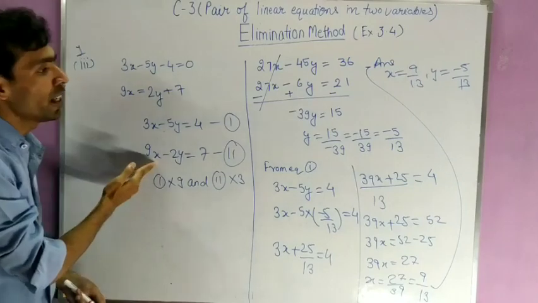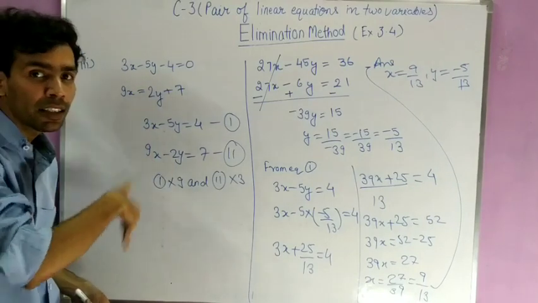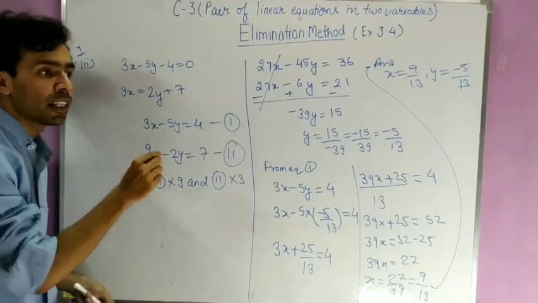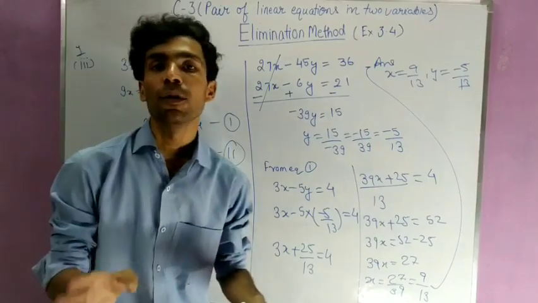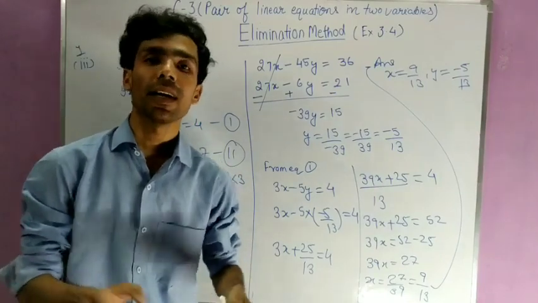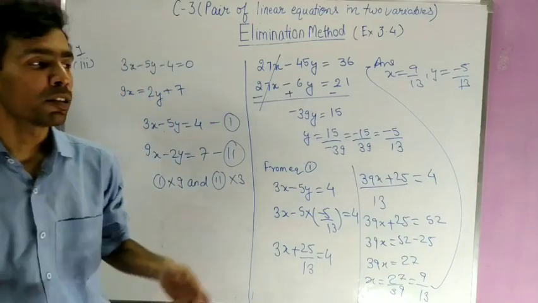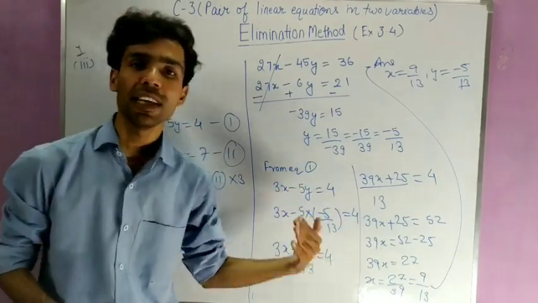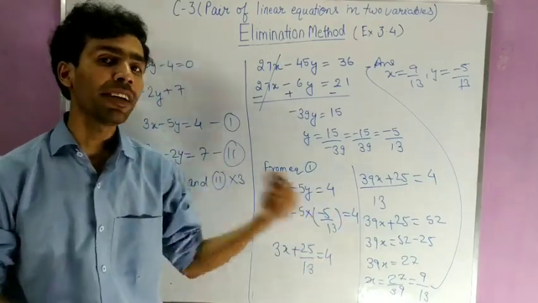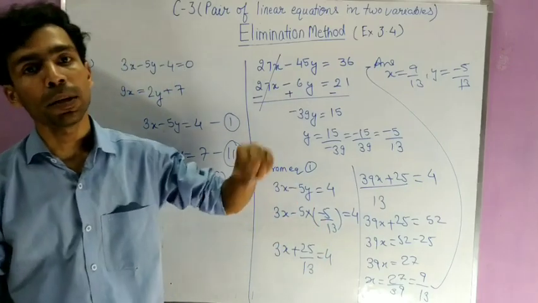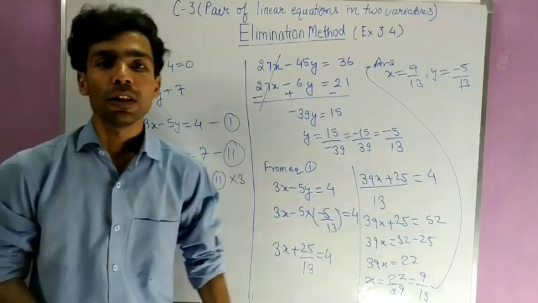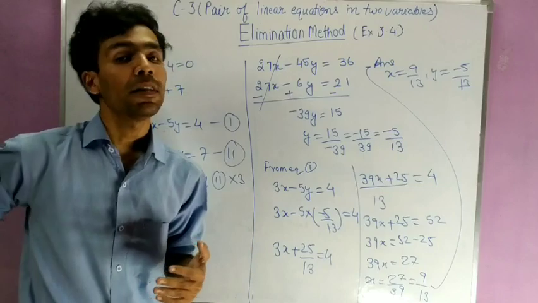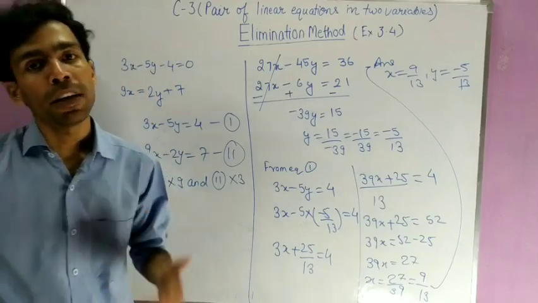Okay. So after that you have to see the sign. If both have the same sign, then you will subtract, and if both have the opposite sign, then you will add. After that you will solve the equations. You will get one variable. If you get one variable, then you can put the value of that variable in the given equations. By that you can find the value of both the variables.